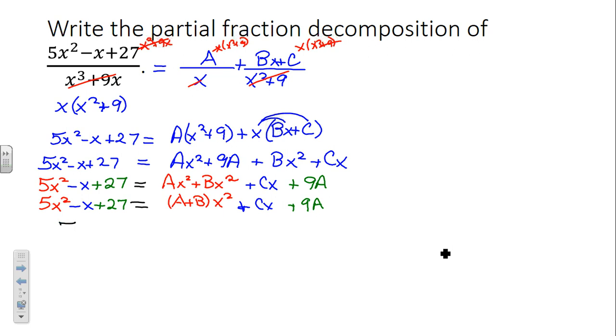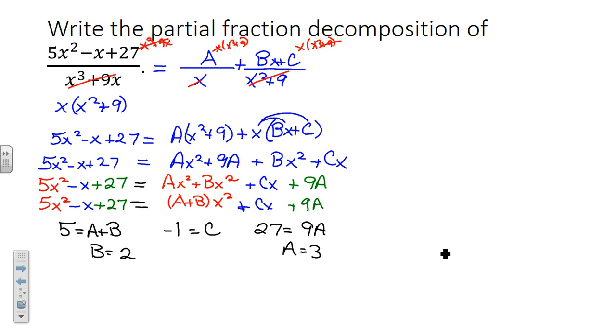A plus b. And if -1 is the coefficient in front of x, what do you think c has to be? And if 27 is the constant, what does that have to be equal to? So A will be 27 divided by 9, which is 3. B will be, if A is 3, B has to be 2. And we know C is a negative 1.